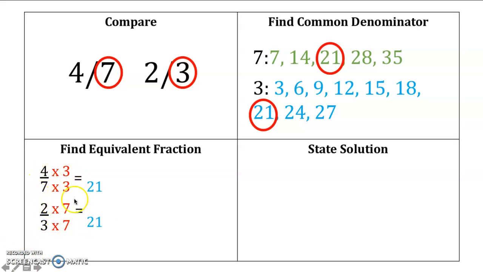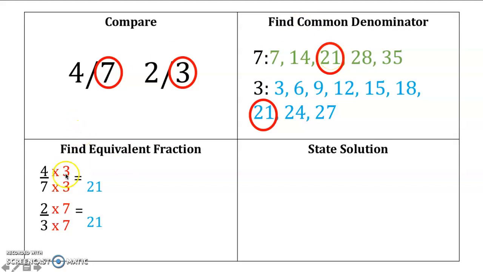Now, some of you might be wondering, Ms. Fields, how did you get this 7 times 3? How did you know that was what we needed to multiply the numerator and the denominator of our original fraction by? So let's take a look over here at this 7, and you're going to count up. How many groups of 7 does it take to get to 21? Remember, that's our common denominator that we will be using to make our equivalent fraction. So let's count up. 1, 2, 3. 3 groups of 7 equals 21.